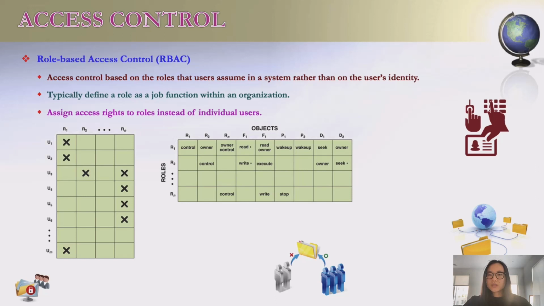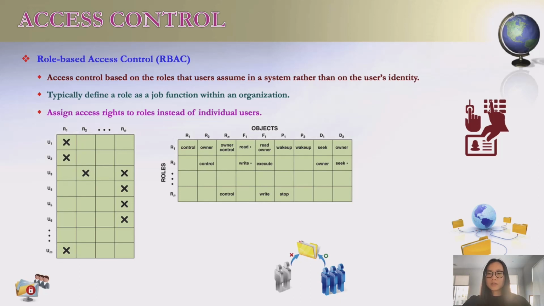Role-based access control is an access control that is based on users' roles. The role permissions can be inherited through a role hierarchy and typically reflect the permissions needed to perform defined functions within an organization. Role-based access control is based on the roles that users assume in a system rather than on the user's identity. Typically, it defines a role as a job function within an organization. The system assigns access rights to roles instead of individual users. Therefore, according to their responsibilities, users are assigned to different roles.